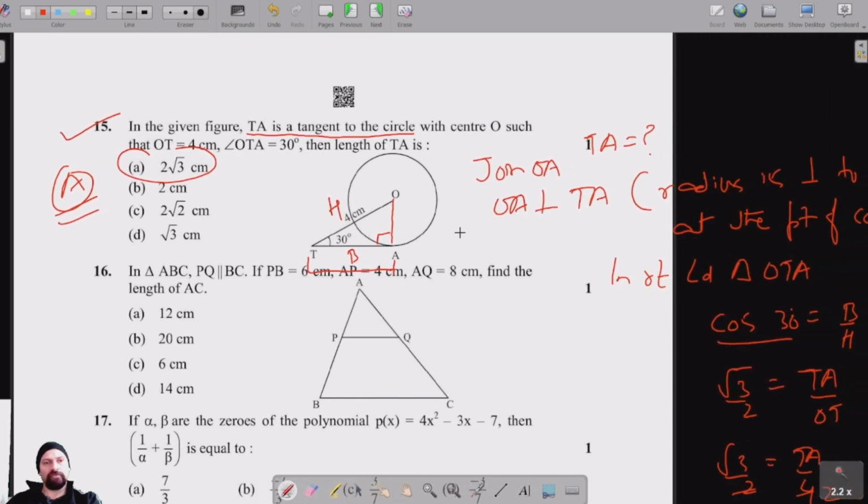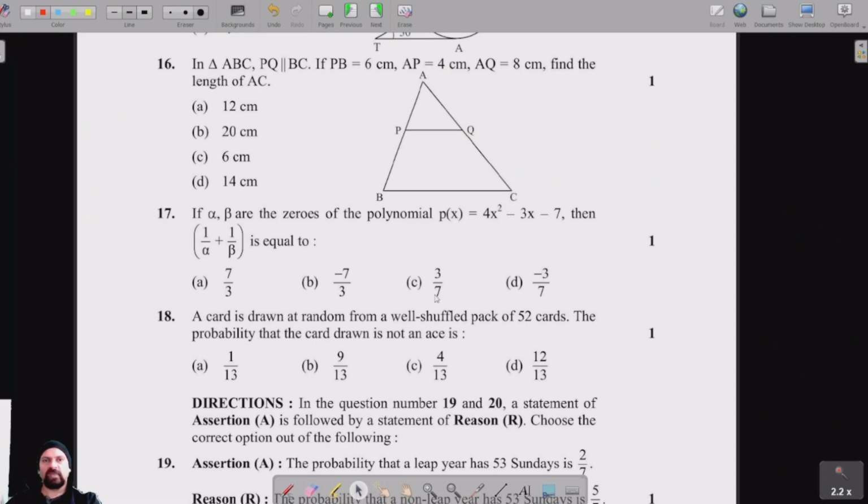Let's move on to question number 16. Okay, for question number 16, it's given that PQ is parallel to BC, and PB is 6 centimeter, AP is 4 centimeter, and AQ is 8 centimeter. We have to find the length of AC.